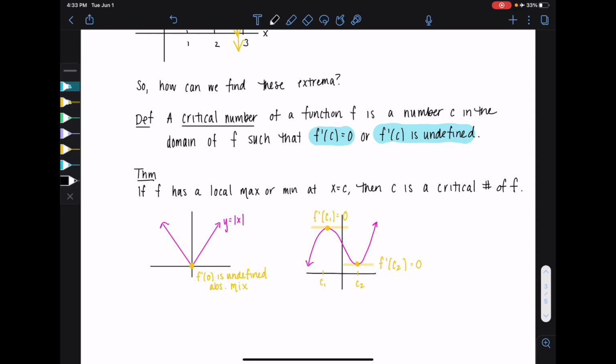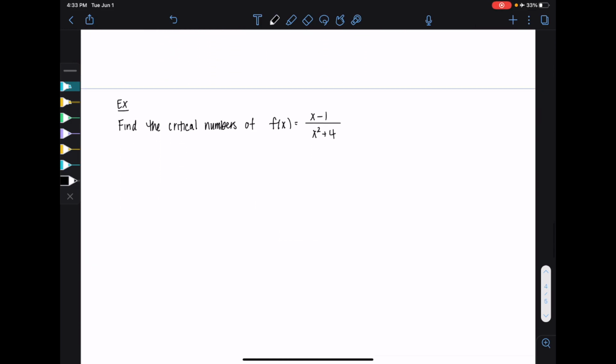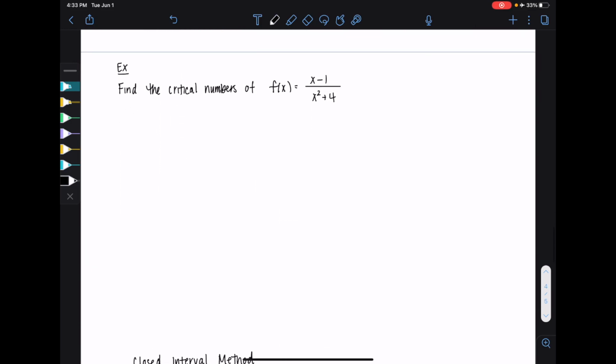Okay. So we want to get some practice solving this, and then we'll keep working with these in future sections as well. And we'll also figure out how to find extreme values on closed intervals. But we're going to find the critical numbers of the function (x minus 1) divided by (x squared plus 4). So you want to figure out where the derivative is equal to 0 or where it's undefined. So in order to do that, we've got to go ahead and actually find the derivative of this function.